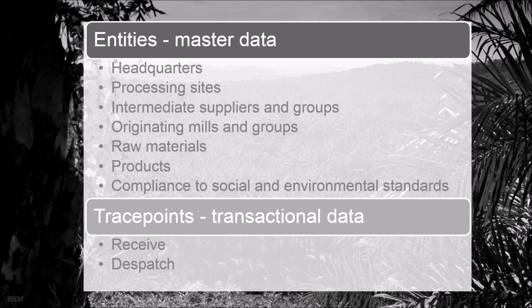Now we come to the second part, the trace points or transactional data. There are 2 types of trace points, receive and dispatch. In receive, you will have to provide information about the raw materials that you receive in a particular reporting period, currently a month. In dispatch, you will be provided with information about the accepted dispatches that have been sent to the buyer in a particular reporting period.